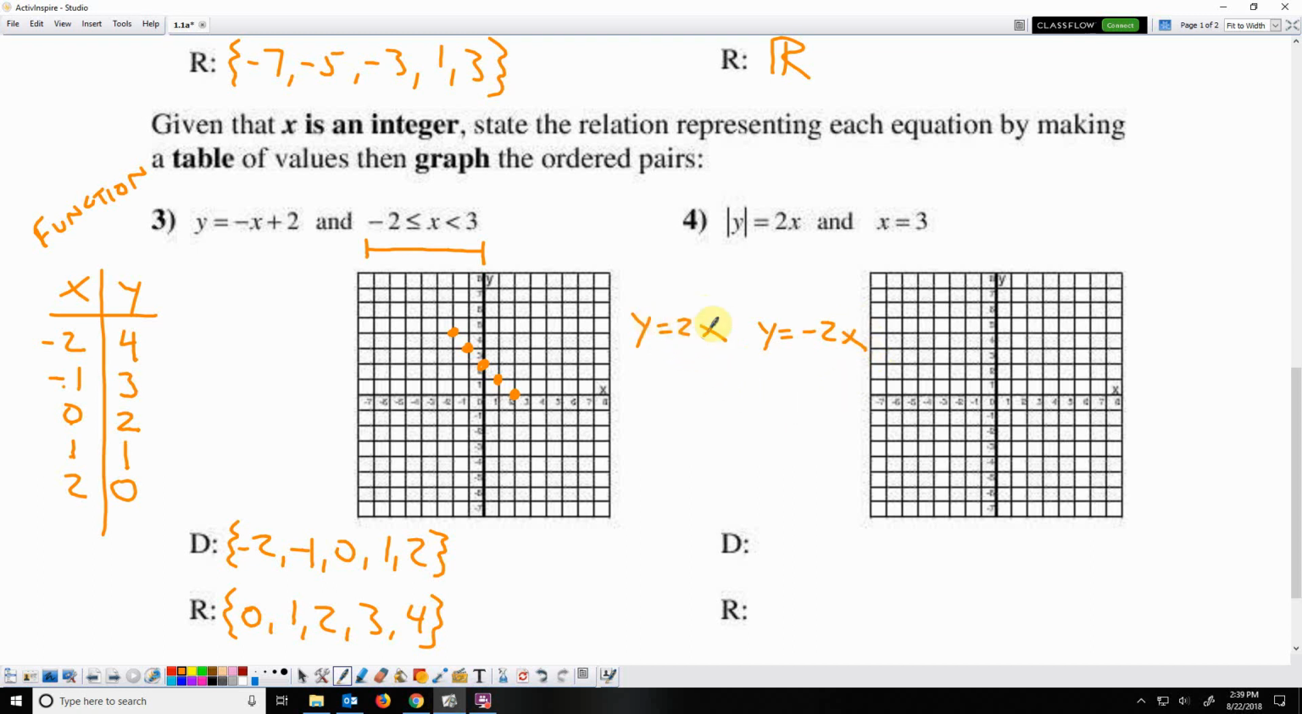If I substitute 2x in for y, so this 2x goes right here, the absolute value of 2x is 2x. But also if I substitute a negative 2x in for y, the absolute value of negative 2x is also positive 2x. So y equals 2x and y equals negative 2x are our 2 cases. And we're given this restriction, x equals 3.